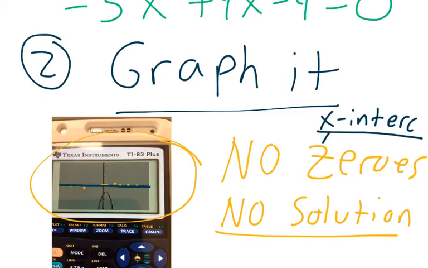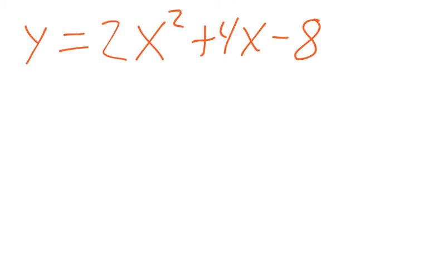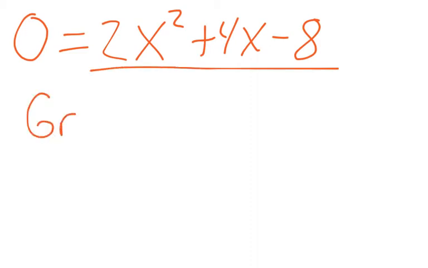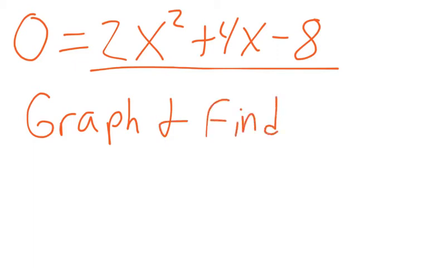So I'm going to show just one more here, but I'll do it quickly. So here is my quadratic equation. Y equals 2x squared plus 4x minus 8. This should actually be a 0, not a y. So I've already got everything on the same side. So again, graph it and find the zeros. So go ahead and do that yourself. I'm just going to show you the answer at the end.